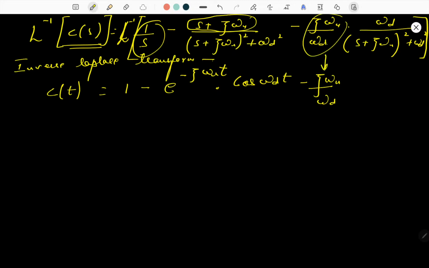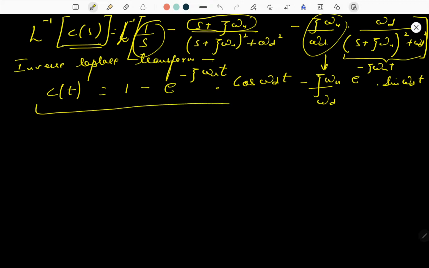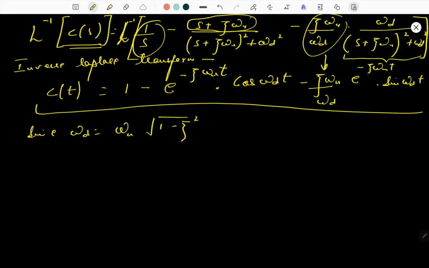This terminology comes over here, and the Laplace inverse of this terminology will be e to the power minus zeta omega n t into sine omega d t. Okay, we will get this as the output. So since omega d is equal to what? We have taken it already as omega n under root of 1 minus zeta square.